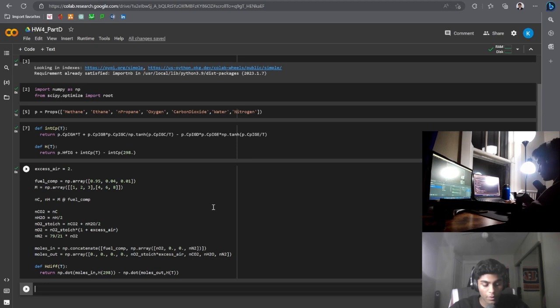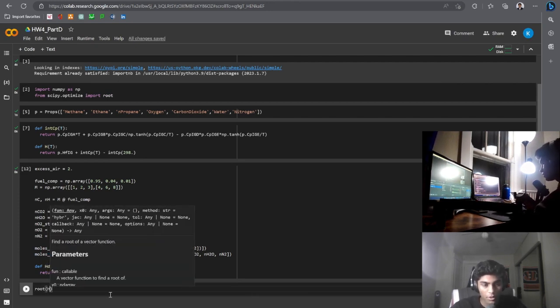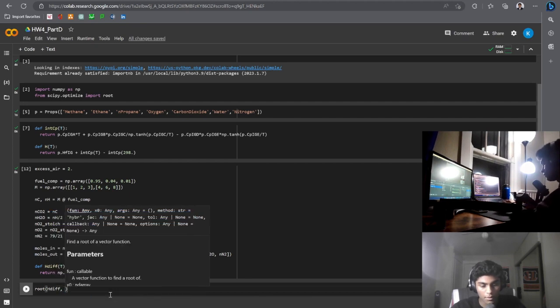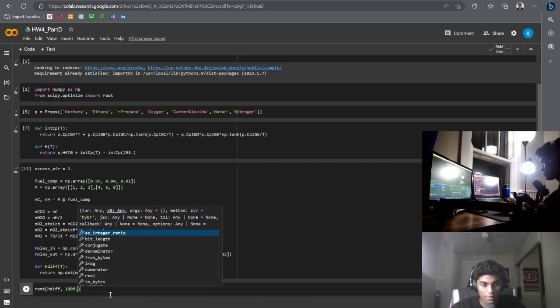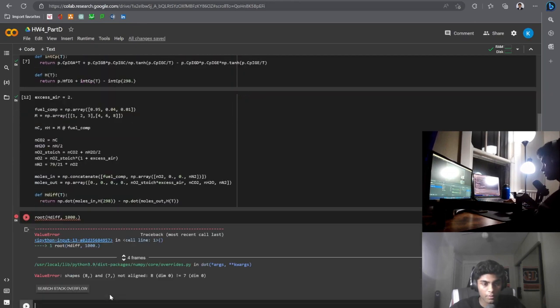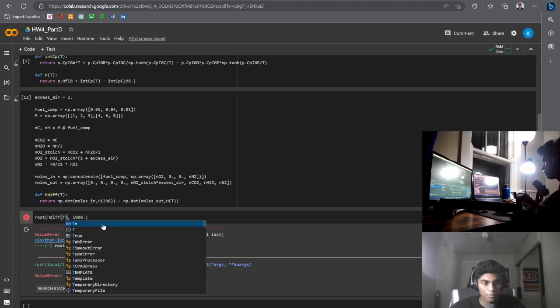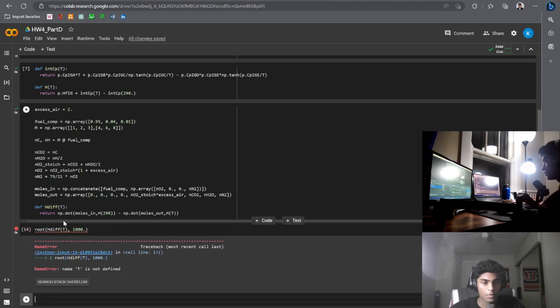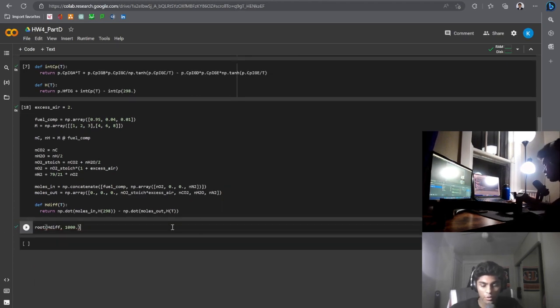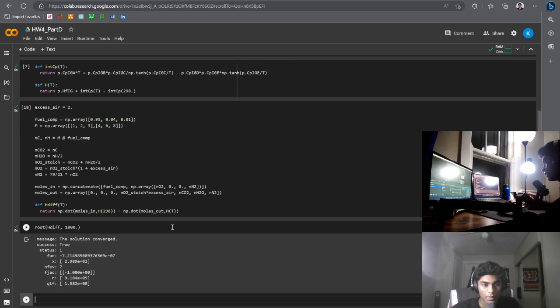And now what we can do is let's just run a test case. We're going to use the root function. So we're going to try and find the roots for hdiff to converge at a temperature, say 1000. So let's try it. Oh boy. Okay, let's see if I got it to work here. And boom, we converge.